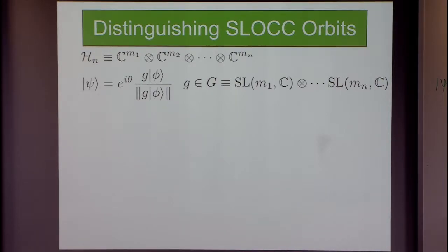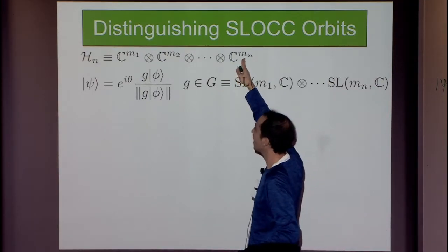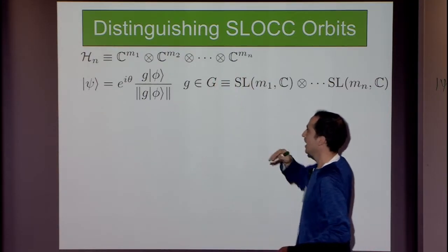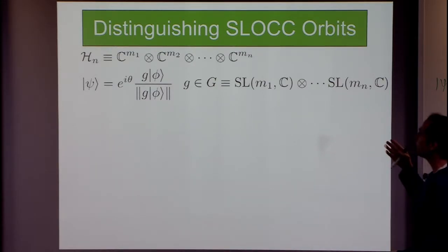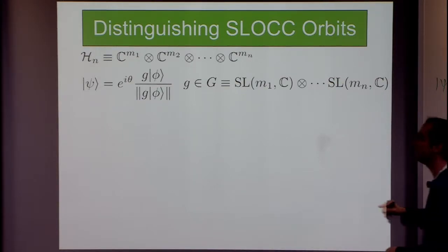So just now I'm starting my talk. I should have started from here because now I want to talk about the general case. So we have n qubits. And first of all, I want to show you that SL invariant polynomials are not so good for us to distinguish the orbits, because in physics, we're only interested in normalized states.